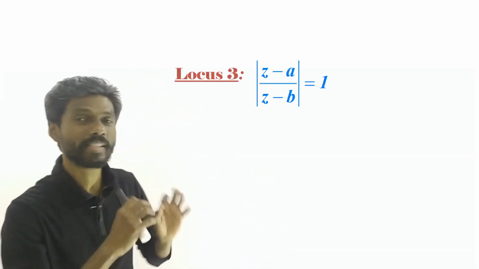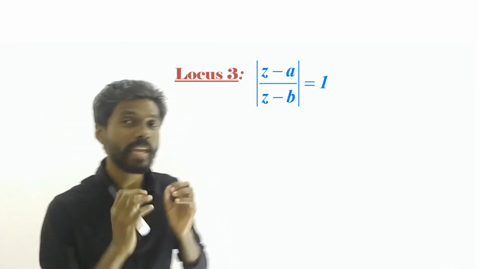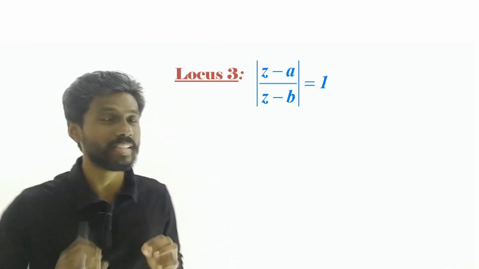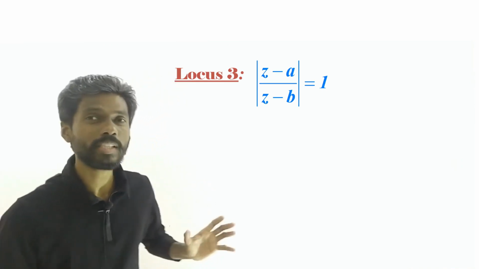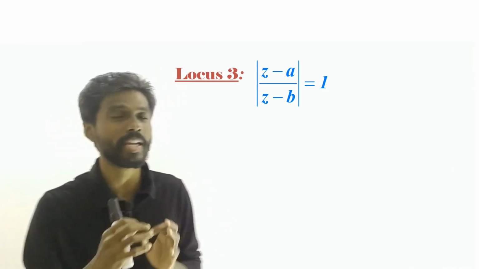So the next locus is this one: modulus of z minus a by z minus b equals 1. See, a and b are fixed complex numbers, right? Z is the variable complex number whose locus we have to find. What does it mean, modulus of z minus a by z minus b equals 1?